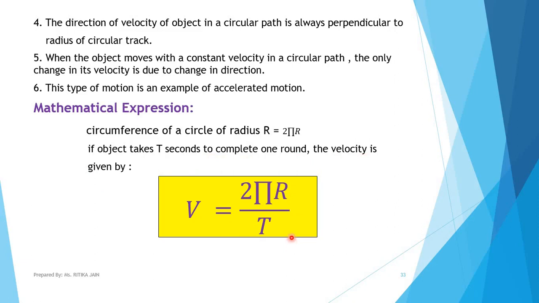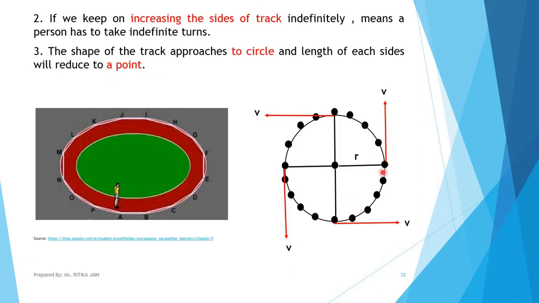If the object takes t seconds to complete one round, then the velocity can be given by 2 pi r upon t. Clear? Now, one more important thing, children: you must be thinking that if the object is moving in a circular track, then its displacement should be 0, then its velocity should be 0. But the average velocity of the object will be 0, not the instantaneous velocity. Here we are talking about instantaneous velocity.